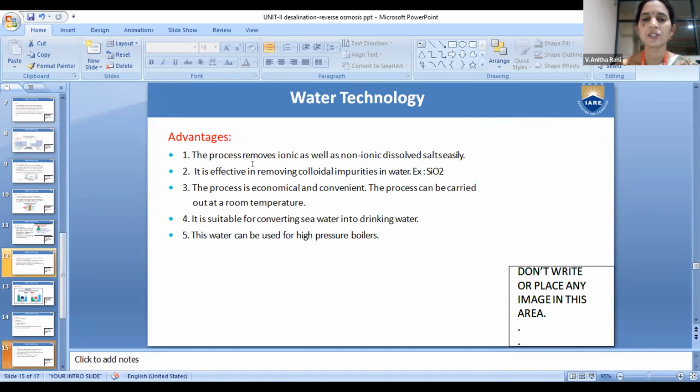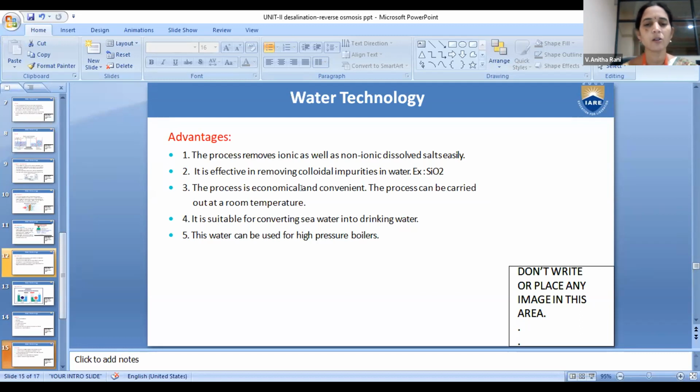From this process, we can remove the ionic and non-ionic dissolved salts which are present in water. It is a very effective method. We can also remove the colloidal impurities present in water, for example silica oxide.